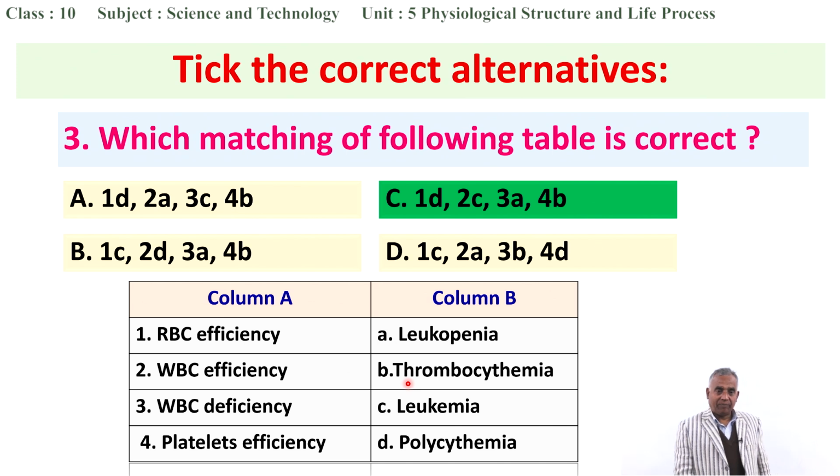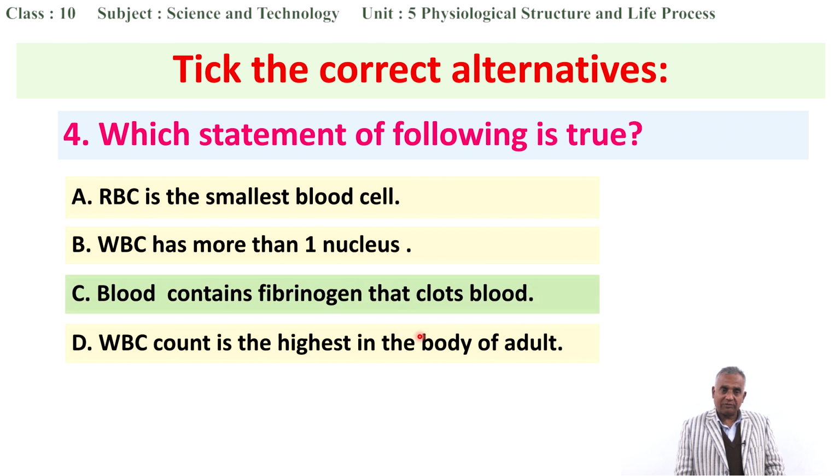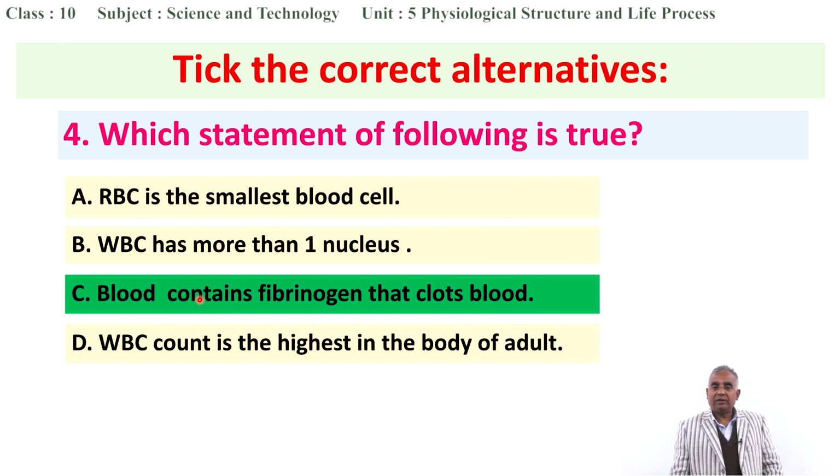Yes? Okay. Now the next question is which statement of the following is true? RBC is the smallest blood cell. WBC has more than one nucleus. Blood contains fibrinogen. Here it should be true for all, not for one only. Yes. Blood contains fibrinogen that clots blood. WBC count is the highest in the body of an adult. What is the correct answer? The most correct is what? C. Blood contains fibrinogen that clots blood.